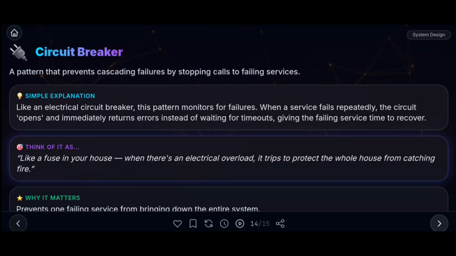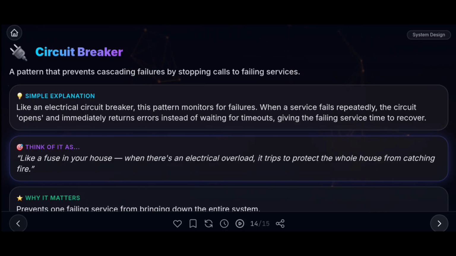The next one is circuit breaker. What is a circuit breaker? A pattern that prevents cascading failures by stopping calls to failing services. Like an electrical circuit breaker, this pattern monitors for failures. When a service fails repeatedly, the circuit opens and immediately returns errors instead of waiting for timeouts, giving the failing servers time to recover.